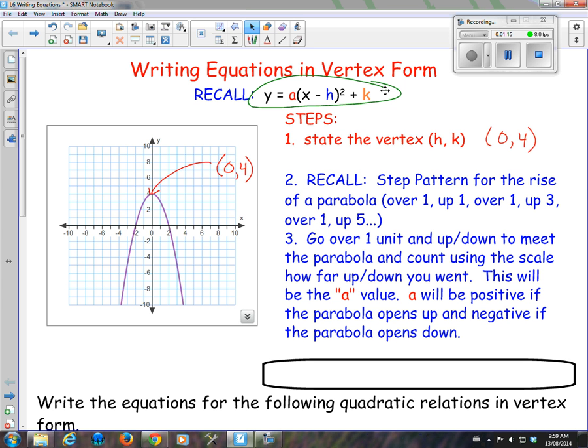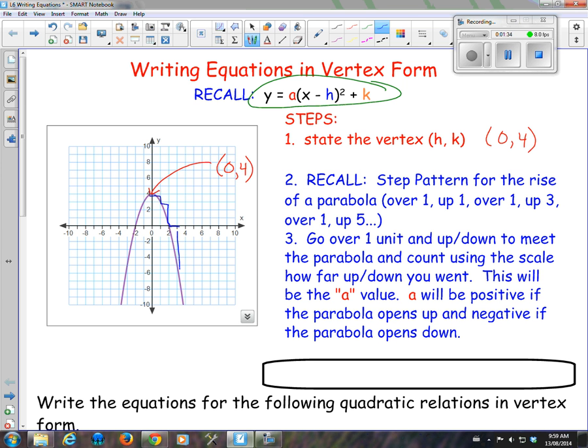Next part, you have to remember the step pattern for the rise of a parabola. The step pattern being the fact that the parabola will go over 1, and in this case, down 1, and over 1, and down 3, and over 1, and down 5. And it has that pattern, the basic parabola.